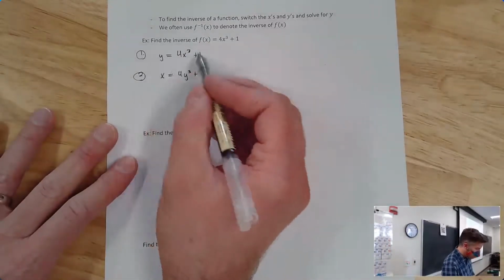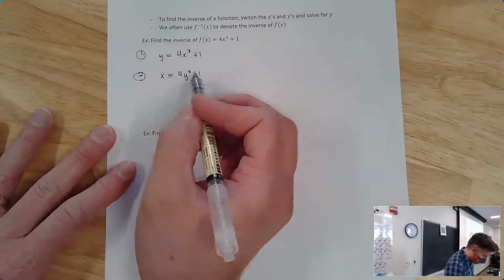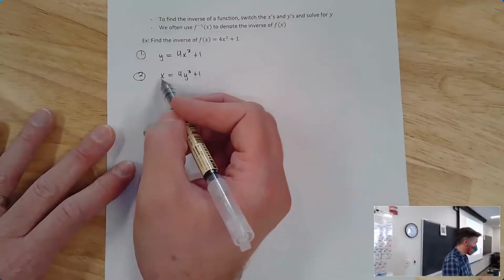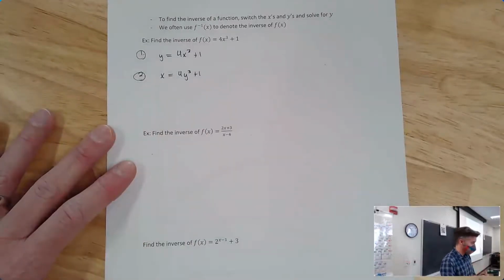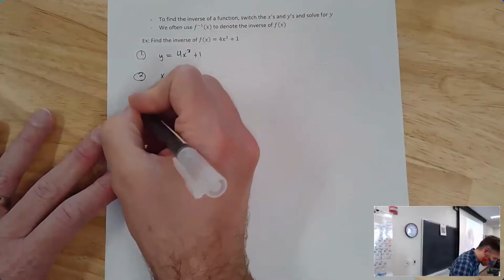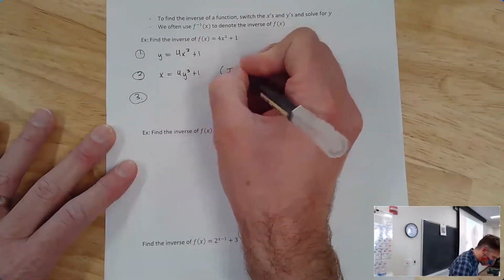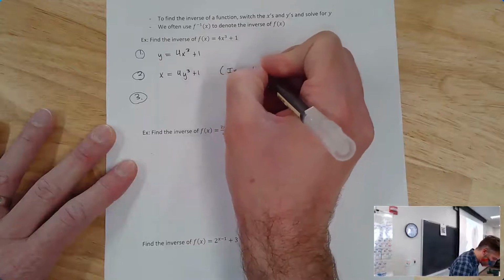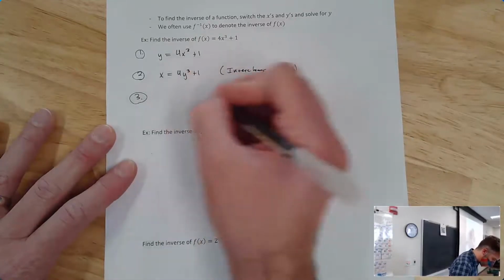Here in this previous function, x could be 1 and y would be 5. In this function, x could be 5 and y would be 1. Right? They've got the points inverted. The third step is where we actually have to do some work. We're going to solve. So I should have written here, interchange x and y. And then now we're going to solve.